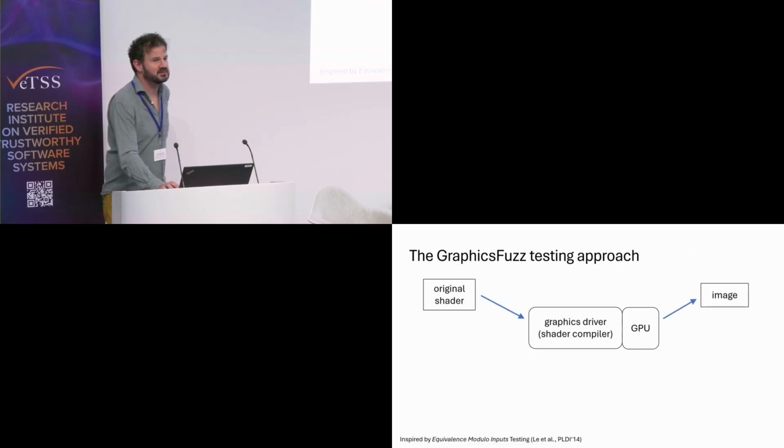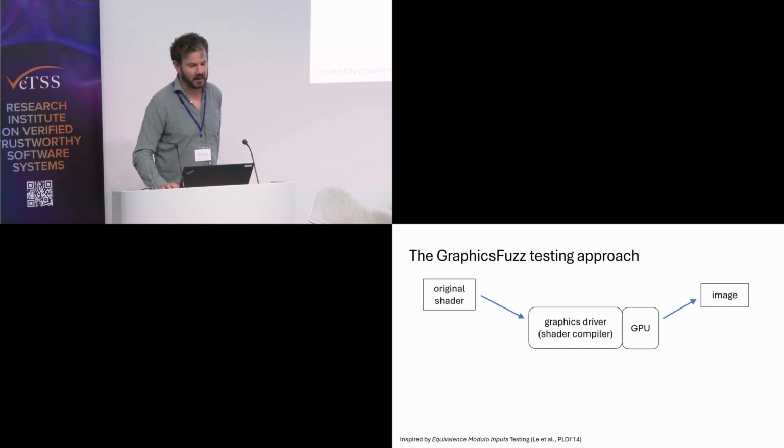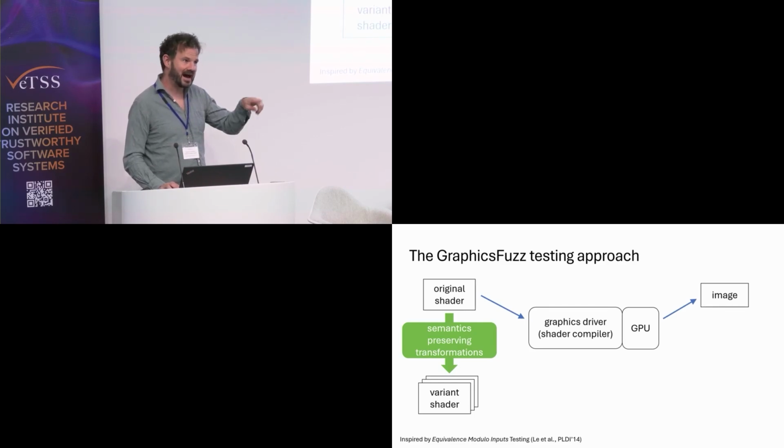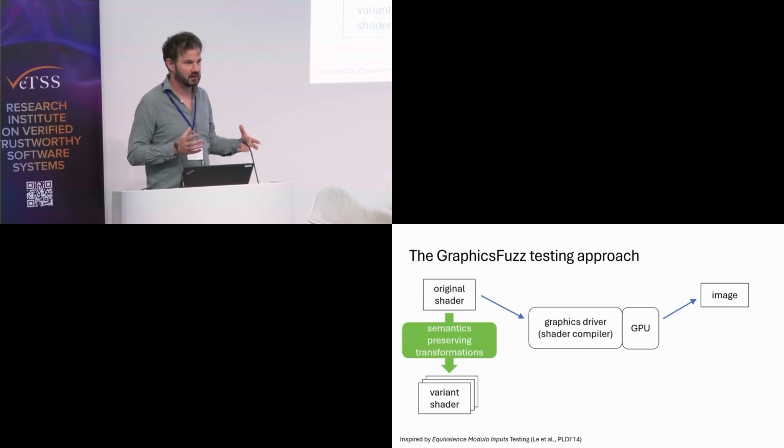So GraphicsFuzz is more or less just an implementation of this idea. We've got this graphics pipeline. If we pushed an original shader through and got an image, we wouldn't know whether that was the right image. If we apply a load of semantics preserving transformations to the original shader at random, we are going to get a pile of variant shaders, each of which is going to be really weird and wonderful and much larger and more complex than the original.